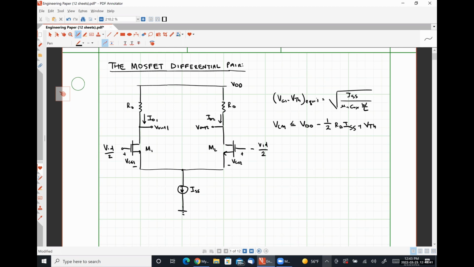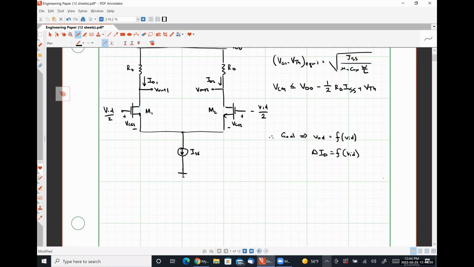Let's see, our goal here ultimately is to find our output differential mode signal, VOD, as a function of our input differential mode signal. And we need to find how to express the quantity delta ID as a function of our input differential mode signal as well.